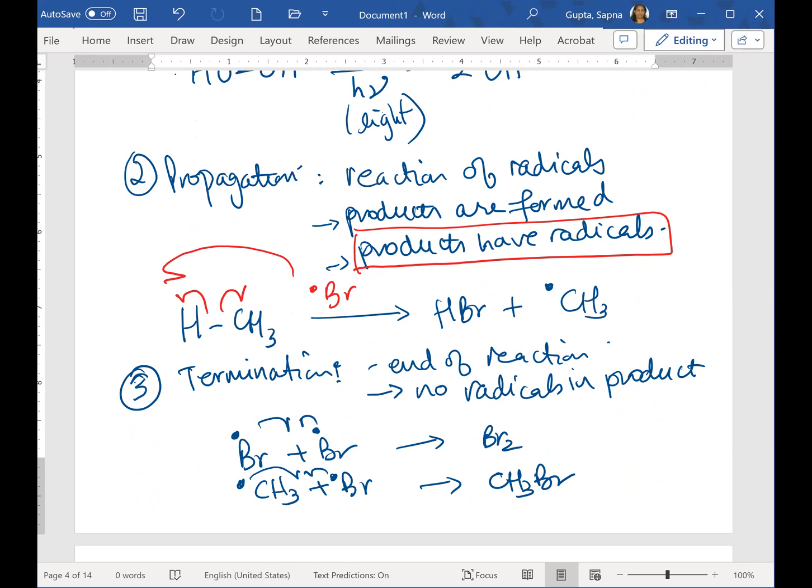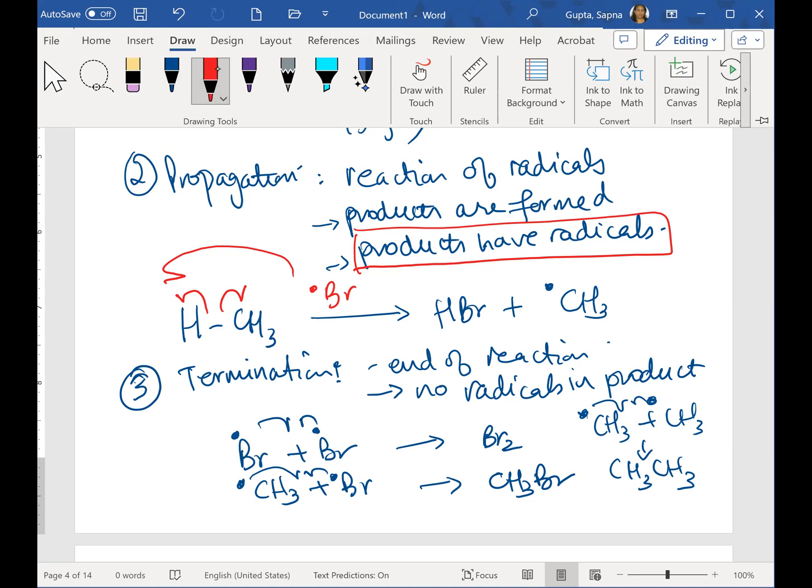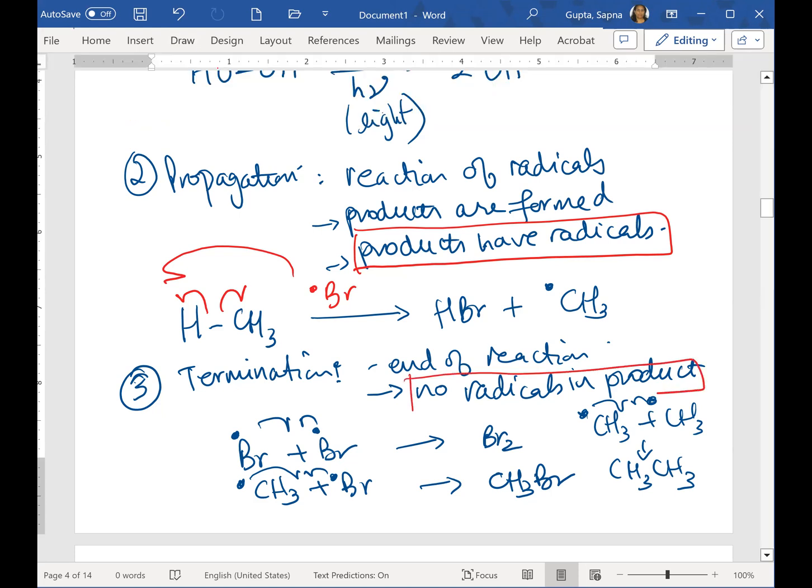And that is how coupling occurs, because you can take any two carbon radicals. So I could have taken a CH3 with a CH3 and reacted them together to get ethane. That's a coupling reaction, and that can also happen in termination. Anything is possible. You can combine anything, provided you don't have radicals in the final product. So what you're going to box over here is no radicals in the product. That's the main thing here.